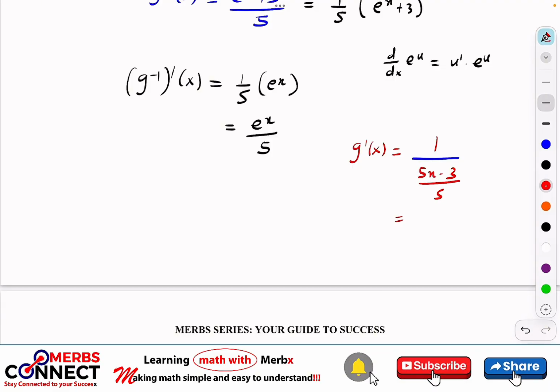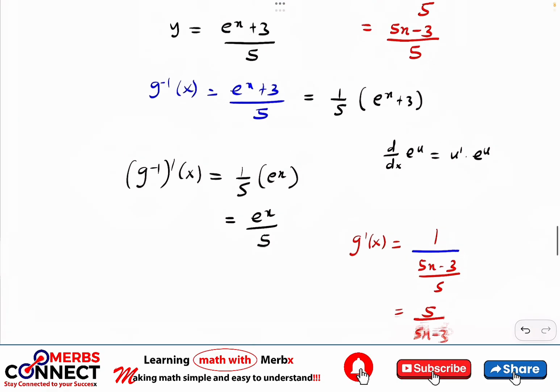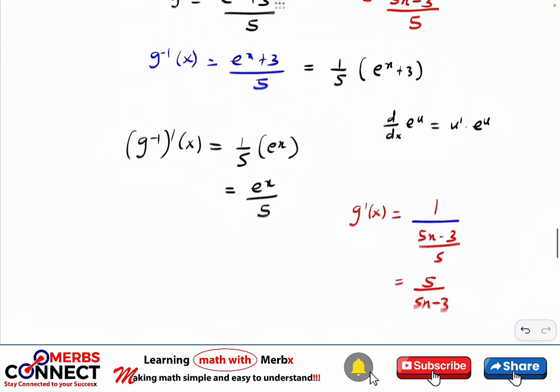So as you know, I can just do this one straight. So 1 divided by this will reciprocate it, and I'm going to have this one as 5 over 5x minus 3, as we did for the first video. So this is what we are going to get for our g prime, and I would advise you to try and take the derivative of this using the chain rule, and you see that we are going to get the same results that we had here.